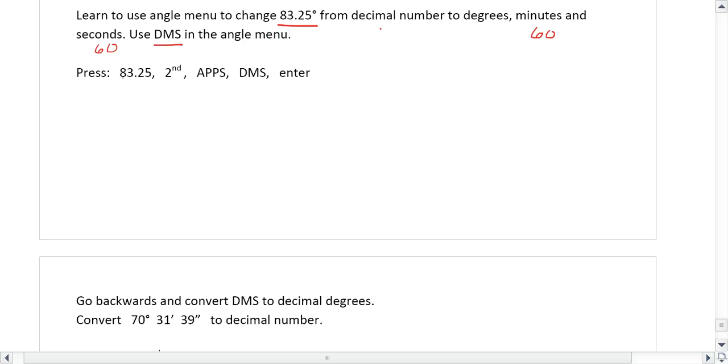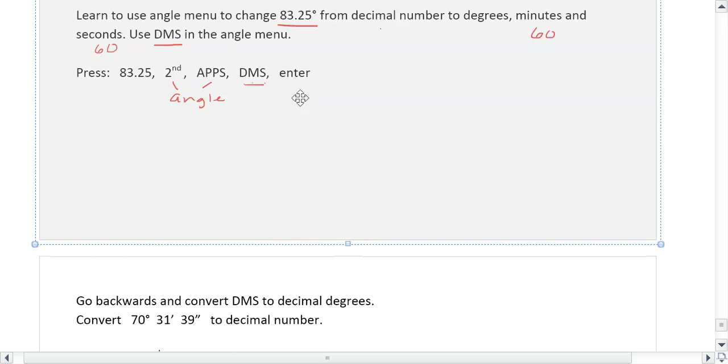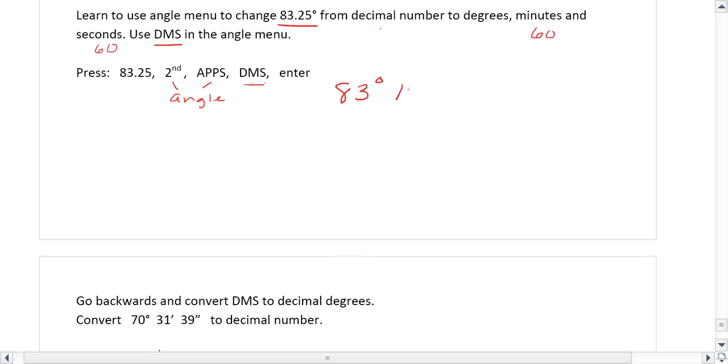So on your calculator, enter 83.25, and then to get to the angle menu, it is the second function of the apps key. So hit second apps, and then a menu will appear. And I believe the fourth choice on most calcs is the degree, minutes, seconds. So choose that. And then after you hit enter, the calculator will display the 83.25 degrees in degrees, minutes, and seconds. I think I wrote this down right. Where it will give you the 83 degrees with the degree symbol, and 15, the dash means minutes, and there was no seconds here.